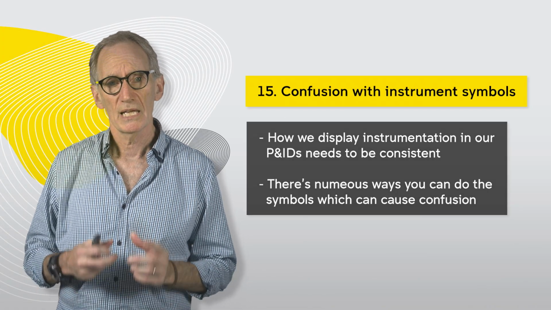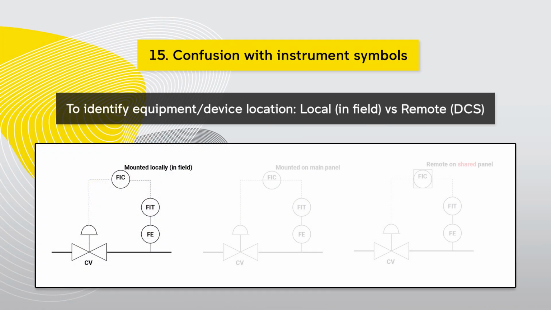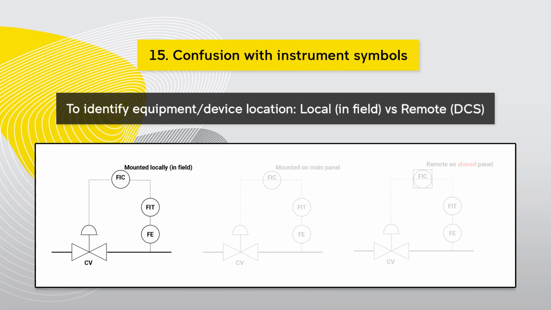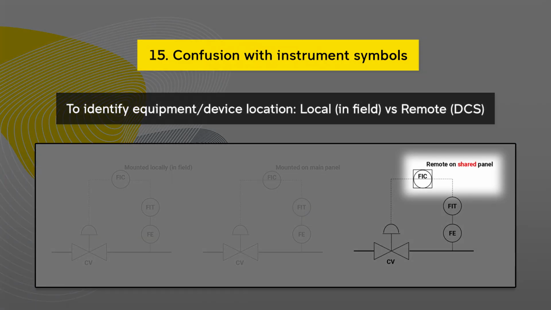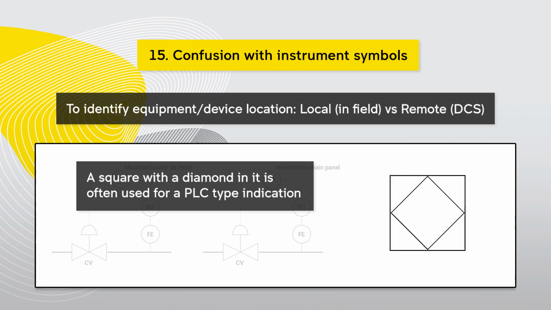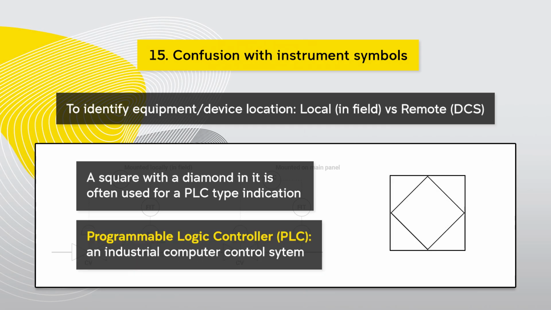People get pretty confused about it because there's a number of ways you can do the symbols, but the simplest elements to remember is, if it's a simple circle, it means that that instrument is in the field. It's on a piece of pipe, or it's connected to a piece of equipment. If there's a box around it, if it's sitting in a square, that means that it is mounted somewhere else. So it's not on the instrument. And they're the two key things to remember. If you see a square with a line through the center, that generally means it's on a control panel somewhere. A square with a diamond in it, often used for a PLC type indication. This is one where different industries do it slightly differently.